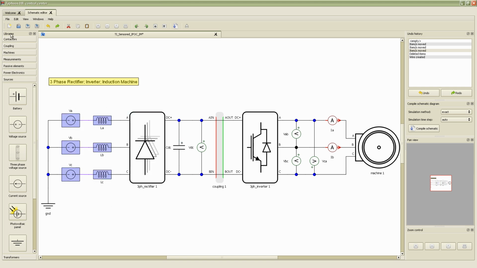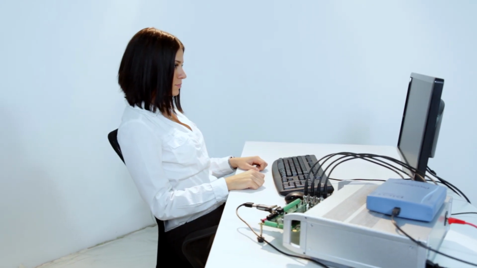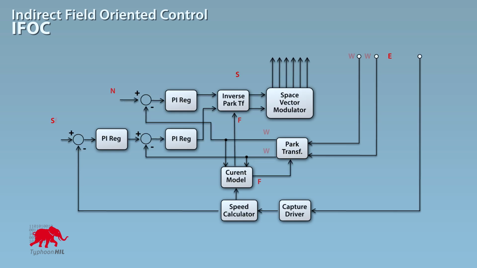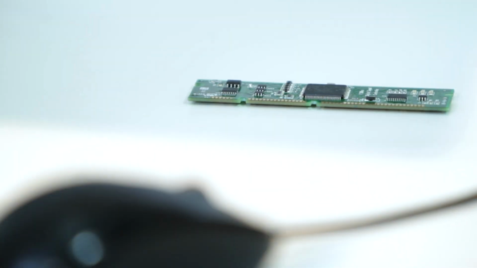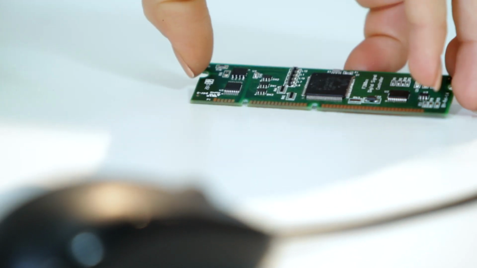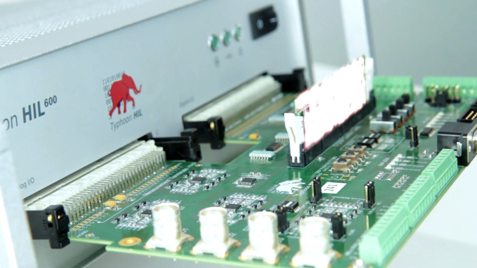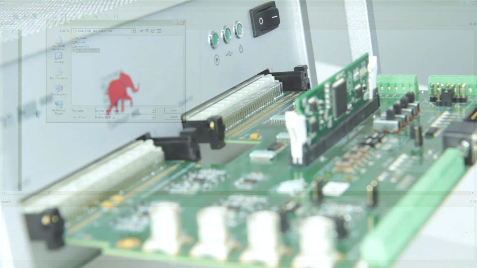All the elements of the electrical circuit are intuitively drawn with the HIL schematic editor using components from the HIL library. The power stage is emulated by the HIL 600. The control algorithm is based on the classical indirect field-oriented control, IFOC, which is implemented on an industrial controller, a Texas Instruments F2808 DSP. The HIL docking station is used to interface the TI DSP with the HIL 600.